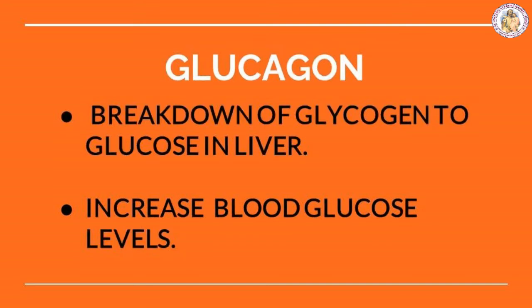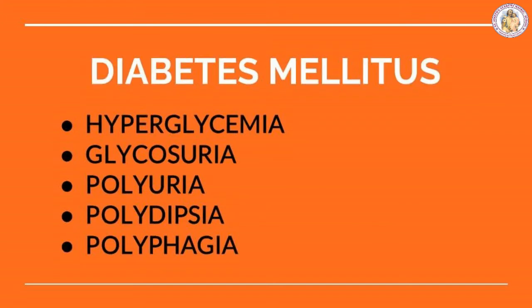Glucagon breaks down glycogen to glucose in the liver. It increases the blood sugar level. Diabetes mellitus: a deficiency of insulin causes diabetes mellitus. It increases the blood sugar level, with excess secretion of glucose in urine, frequent urination, that is polyuria, and increased thirst, that is polydipsia. Increase in appetite is polyphagia.